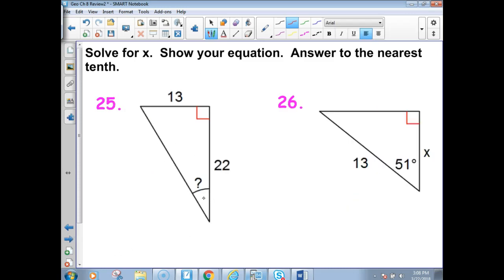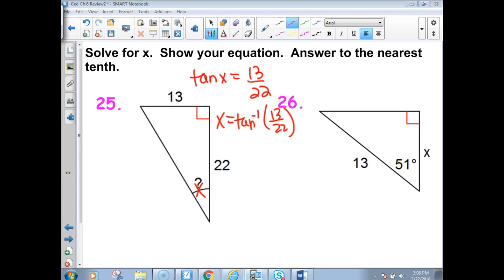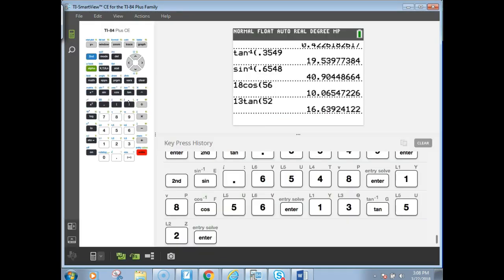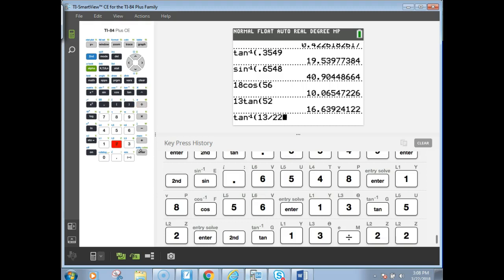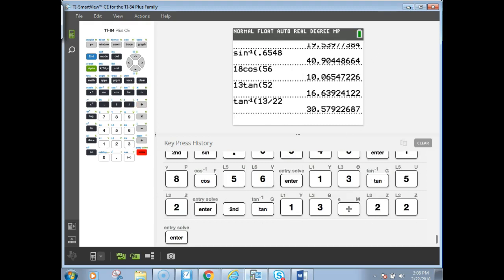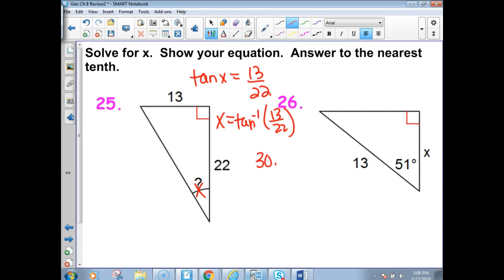Okay, number 25, this is finding an angle. That's going to be the tangent. So tangent of x is 13 over 22. You're going to calculate second tan, and then you're going to put in 13 divided by 22. And that's 30.6 degrees. You need degrees on those.